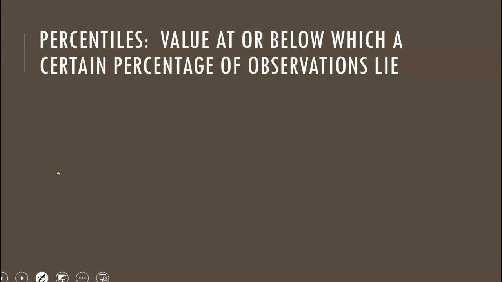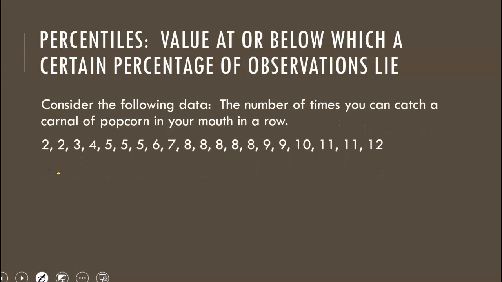lie. There are different textbooks, different statisticians that define this in a different way. But this is the way that we're going to define it here in Math Excel and in our Honors Algebra 2 class. Anything at or below a certain percentage of values. So for example, let's say we take a look at this data set. This is the number of times that a person can catch a kernel of popcorn in their mouth in a row. And I think there are 20 numbers here.